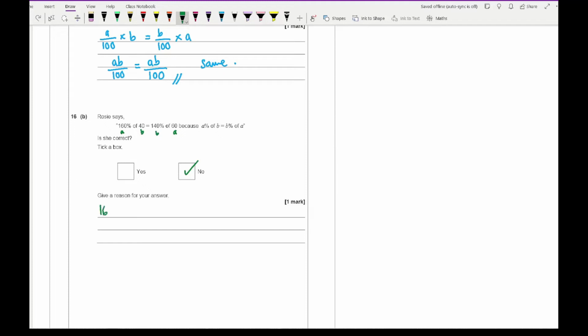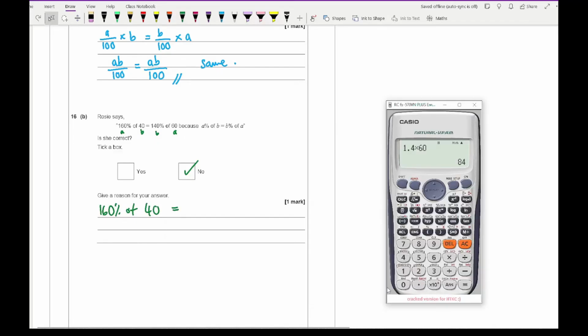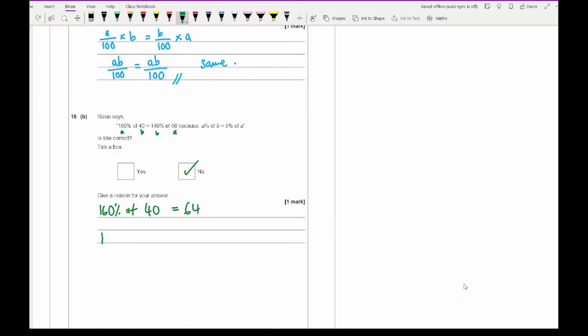Now one way you could do this is actually working out 160% of 40. If I just type that into my calculator, 1.6 times 40 is 64, and 140% of 60 is 84, and obviously here you can see that these are not the same.